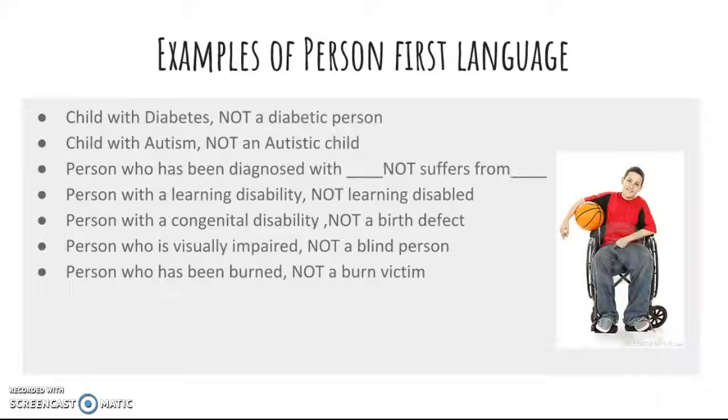Examples of person-first language, and this is one of those things I would focus on with the students. How do we describe a person? It's a child with diabetes, not a diabetic person. We say a child with autism, not an autistic child. We say a person who has been diagnosed with something, not suffers from an illness. A person with a learning disability, not learning disabled. So these are just a few examples of how we can integrate person-first language versus putting the disability first.